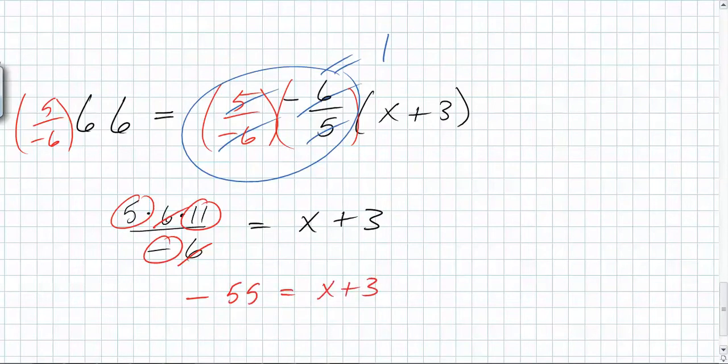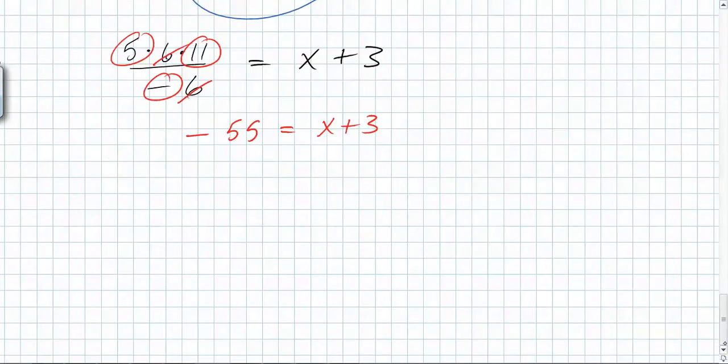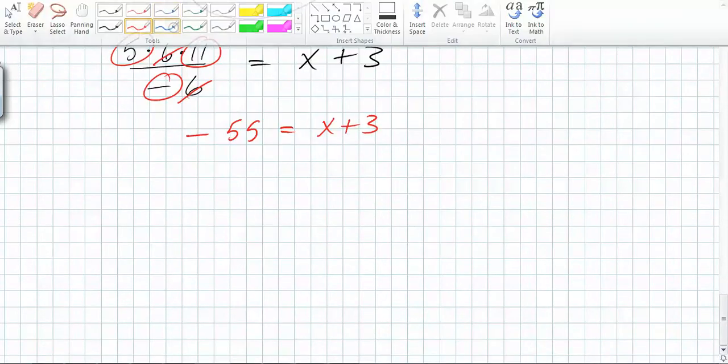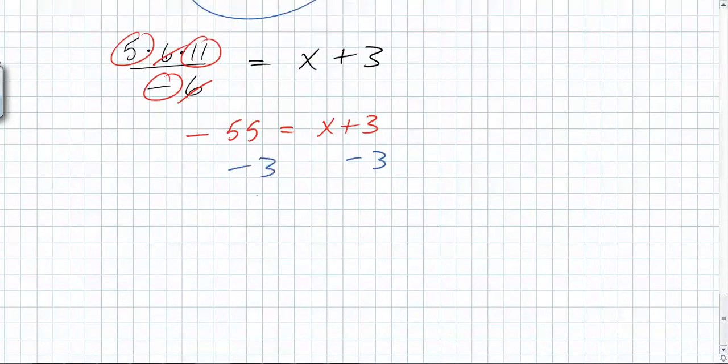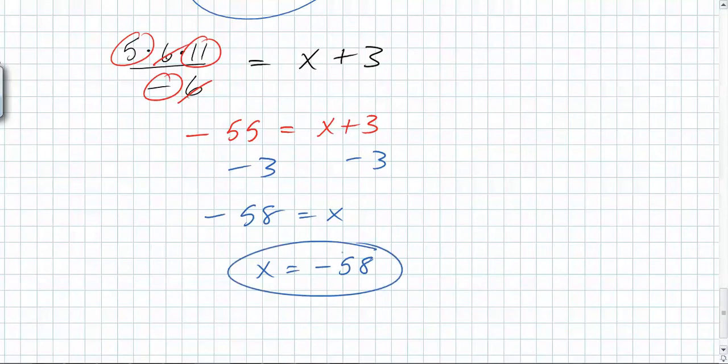So after 1.5 steps, or 2 steps, you have a pretty straightforward equation where you just need to subtract 3, leaving you with -58 equals x, and you can always reverse and have the same expression. It's equivalent, x equals -58.